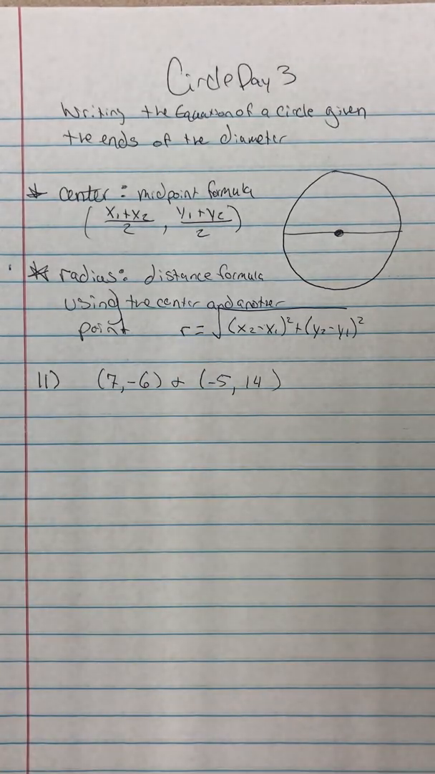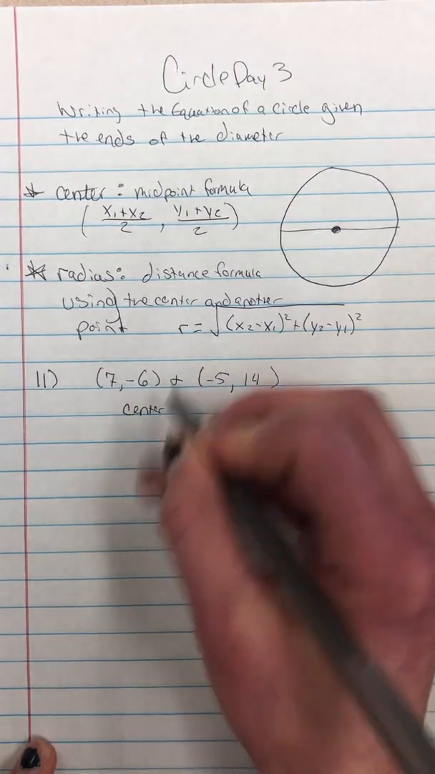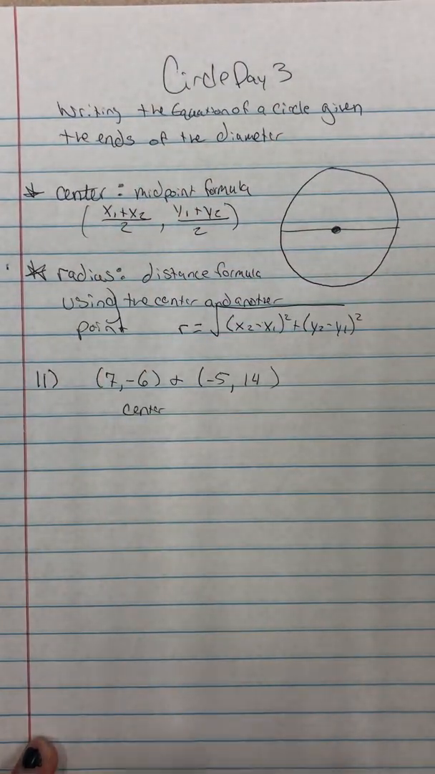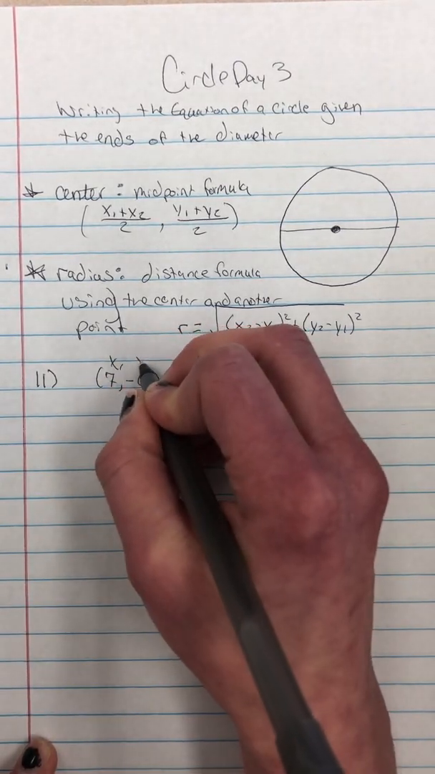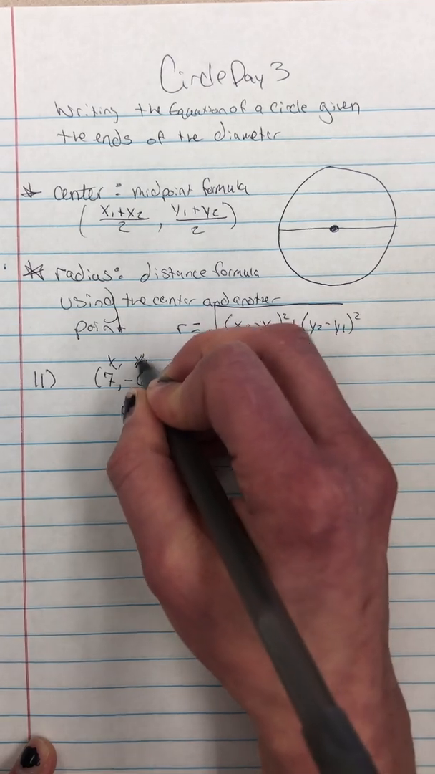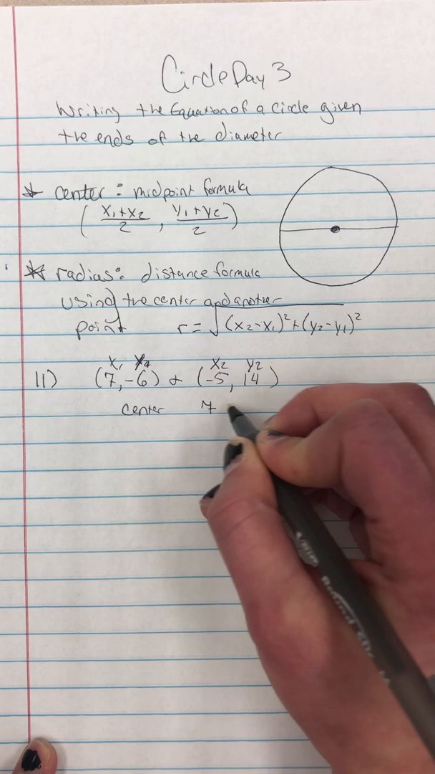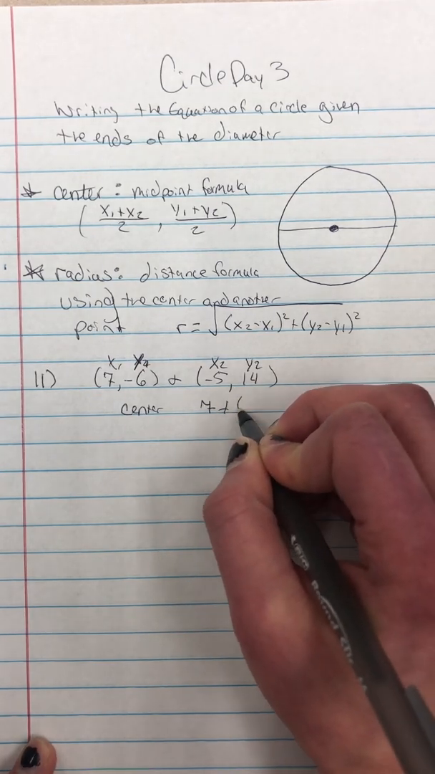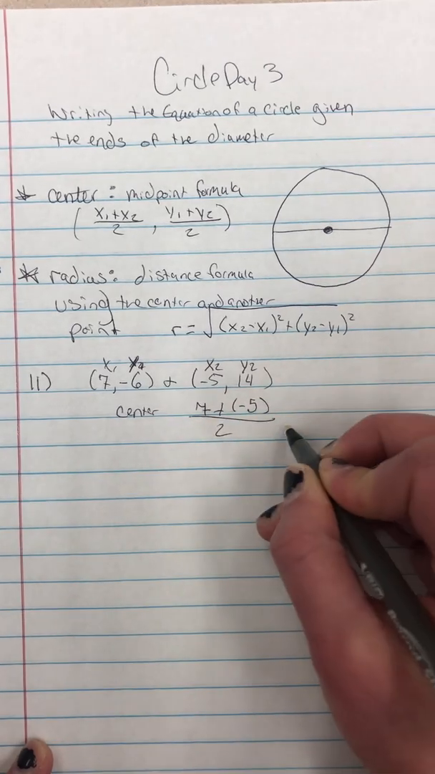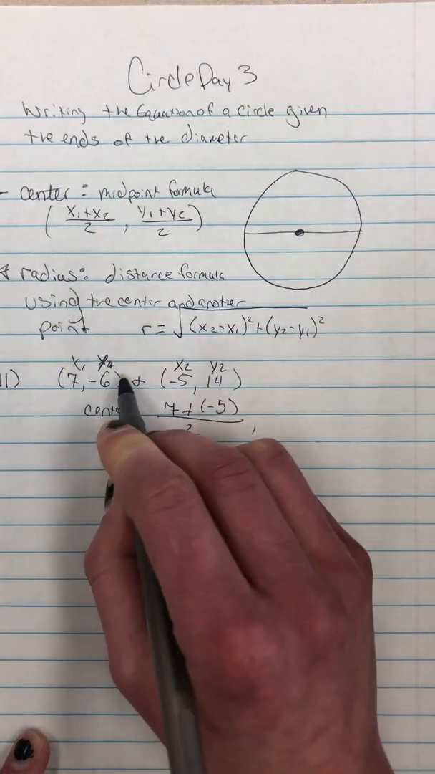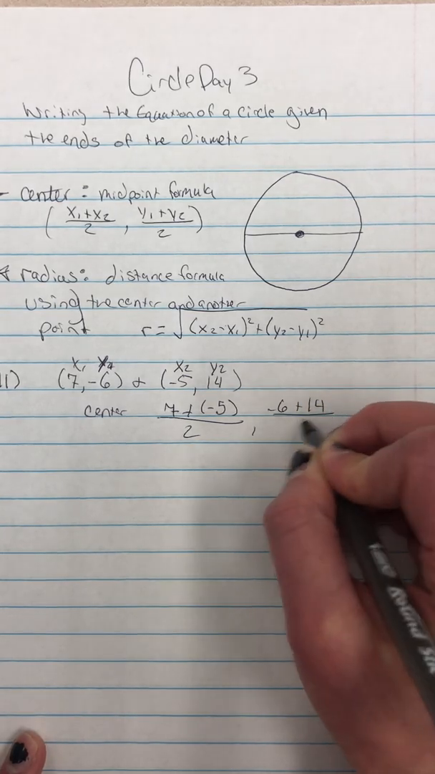So here are our 2 points. We're going to start by finding the center first. We're going to use the midpoint formula, where this is x1, y1 and this is x2, y2. So x1 plus x2, which is 7 plus -5, all over 2. And our y1 plus y2, all over 2.